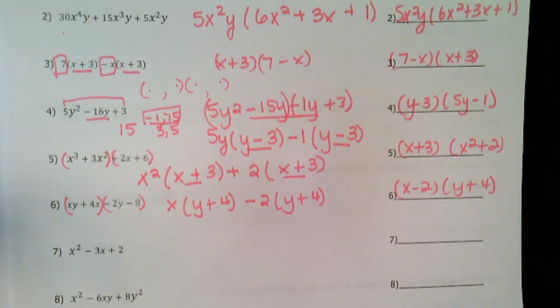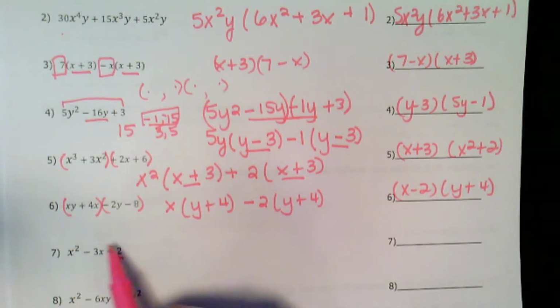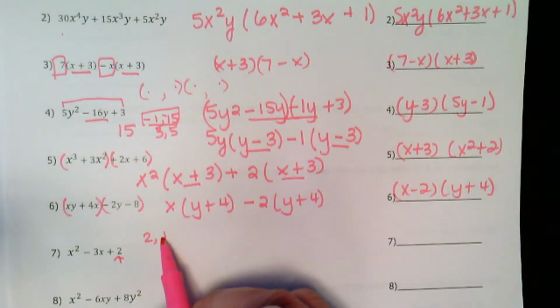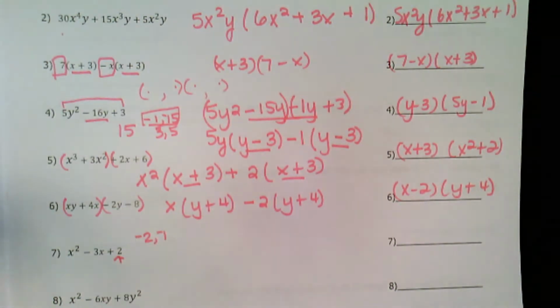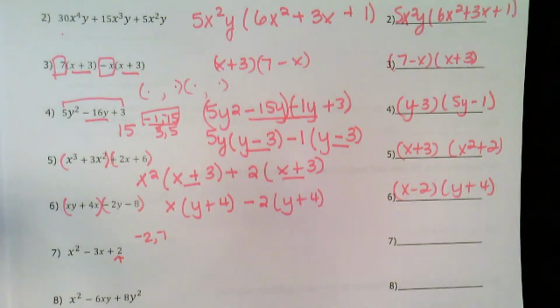All right, number 7, I can't group it. There's nothing that can come out of all. So this is the one where you would want to look at your last term and find factors of 2 that multiply together to give you 2, and add together to give you 3. So if I'm thinking about 2 and 1, well, 2 times 1 is 2, but 2 plus 1 is positive 3. But I've changed these both to negatives. Negative 2 times negative 1 is 2. Negative 2 plus negative 1 is negative 3.